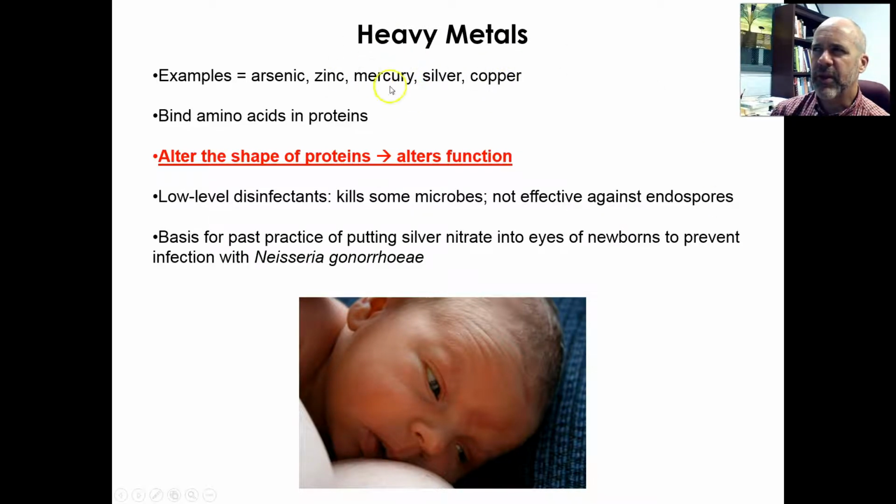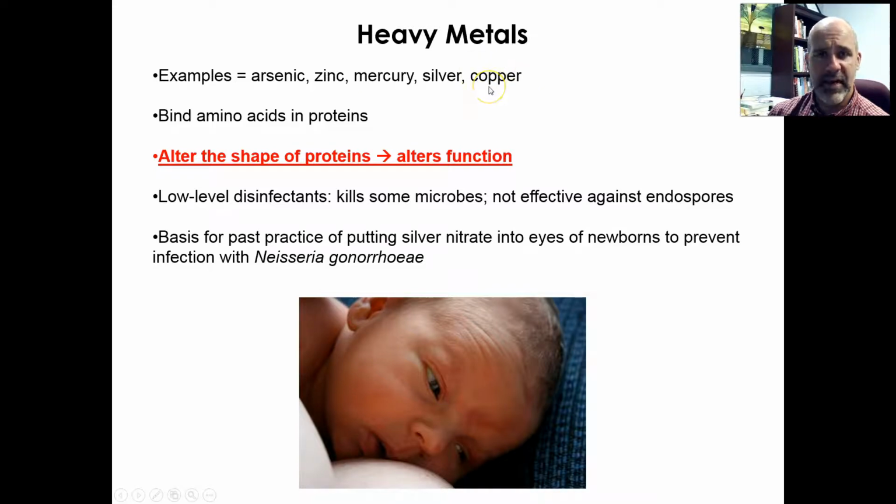Mercury was included in, if you're old enough, you might remember a medicine, an antiseptic called mercurochrome. It had an orange color. I know my mom loved that stuff, and hydrogen peroxide as well. And the antimicrobial properties in that came from very low amounts of mercury that were present.